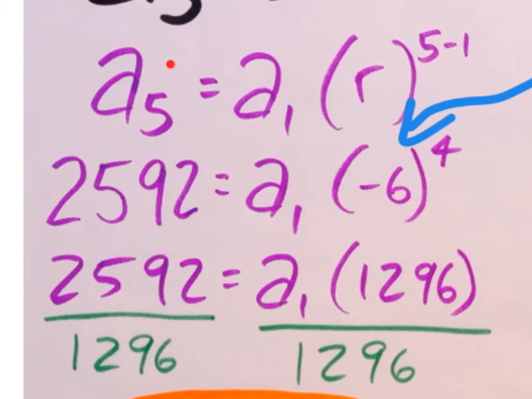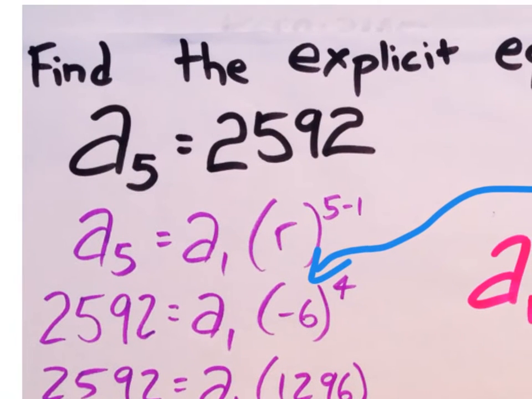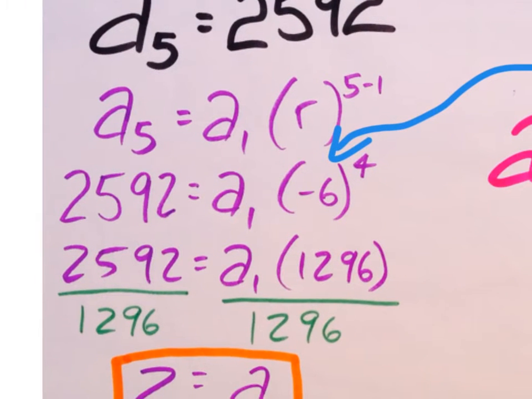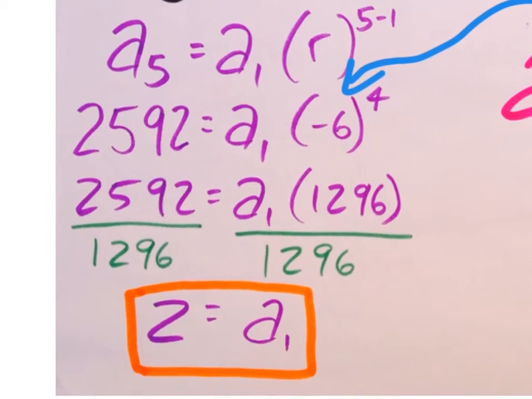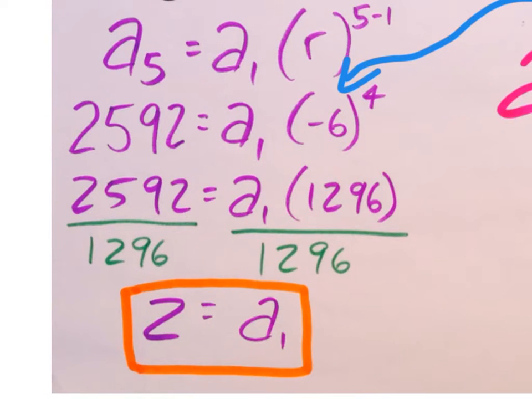We can swap out the fifth term for 2,592. We know that because that information is given in the very beginning. It equals a sub 1 times the ratio, -6, raised to the 4th power, right, 5 minus 1. Now we need to get the first term by itself, so we're going to divide out 1,296, which is the ratio raised to the 4th power. And when we divide that out from both sides, that's going to give us 2. So the first term in this problem is 2.